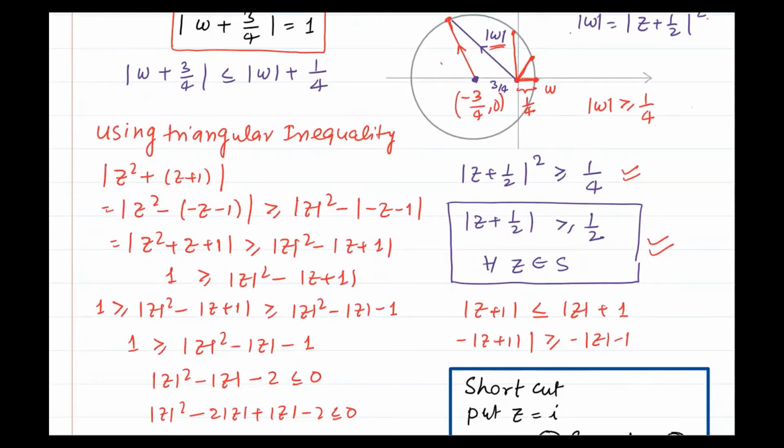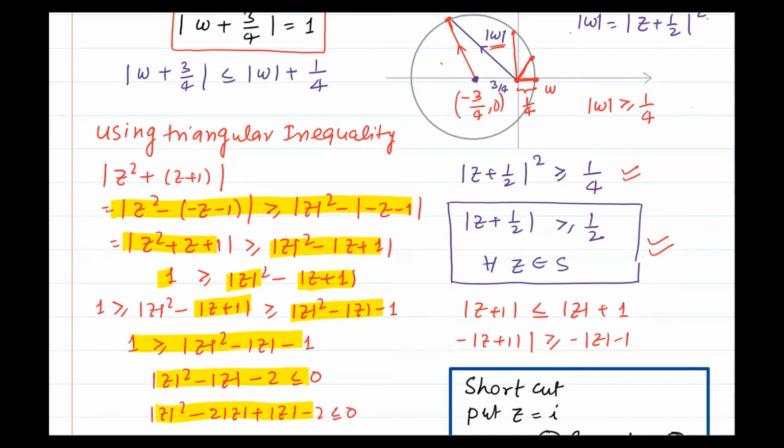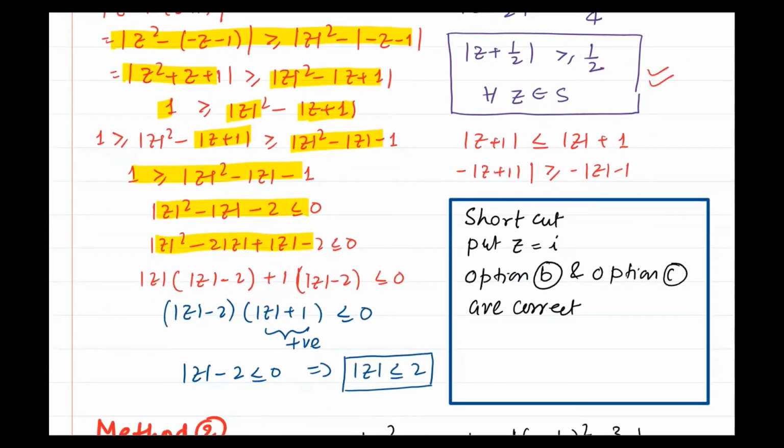Here z square plus z plus 1. So z square plus z plus 1 can be written as z square minus z plus 1 using triangular inequality in this part. So we get this step, and now we are getting this step, and here this quantity is 1. So we get modulus z square minus modulus of z minus 1. And again we have to use triangular inequality in modulus of z plus 1. So we get this step, and solving this step we get the modulus z less than or equal to.